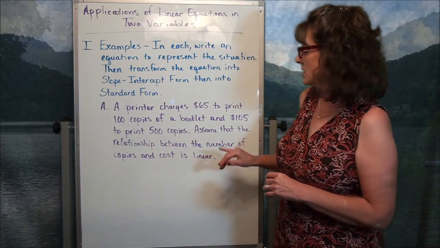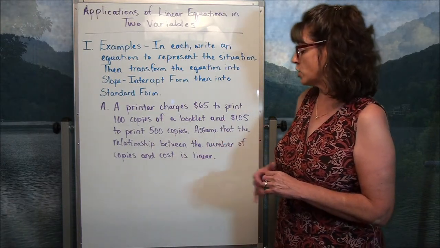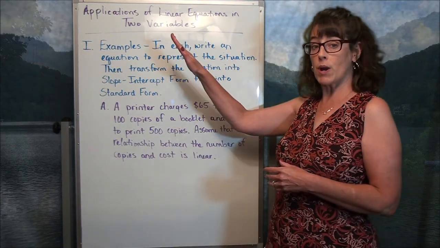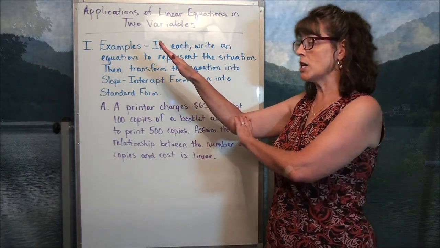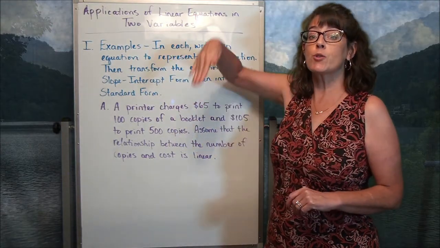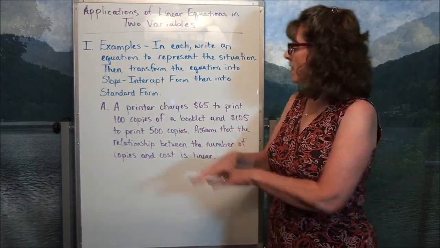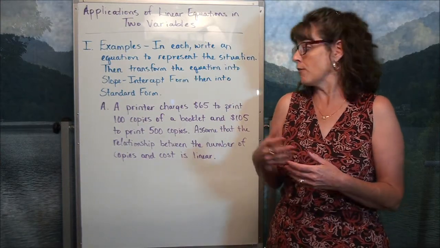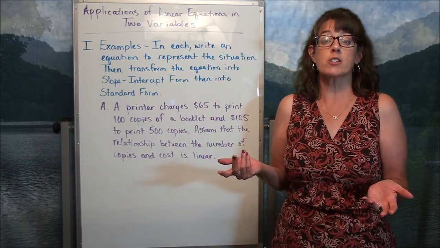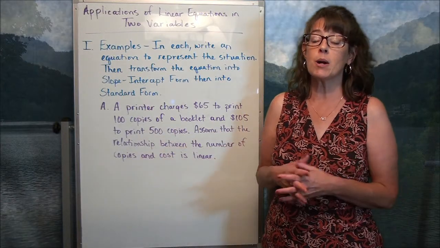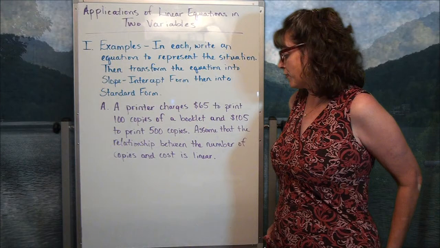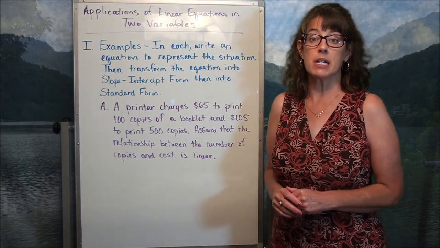Now, it's very important that it says it assumes that the relationship between the number of copies and the cost is linear. Linear means straight line, and it's very important that this relationship makes that straight line, because if the relationship makes a curve like this, there is no easy way for us to figure out, if I want 400 copies, how much is it going to cost? That's very difficult. I mean, there's a way to figure it out, but it's pretty difficult and challenging. So we're grateful that that relationship is linear.